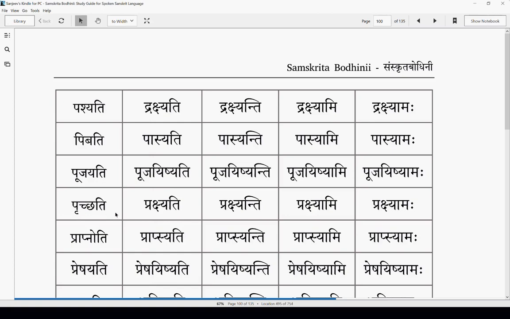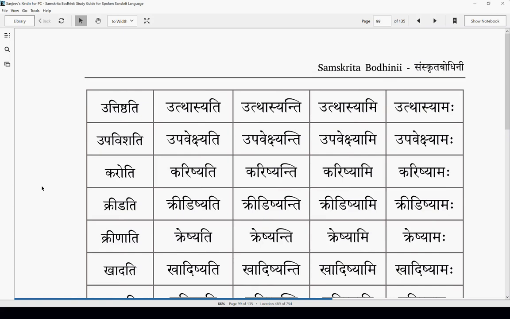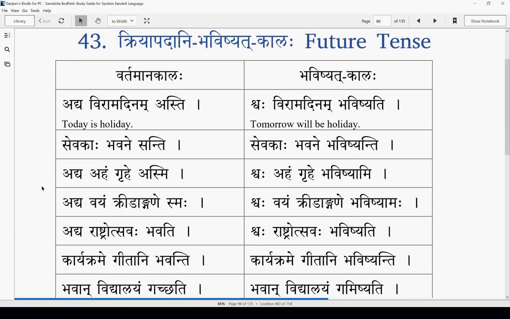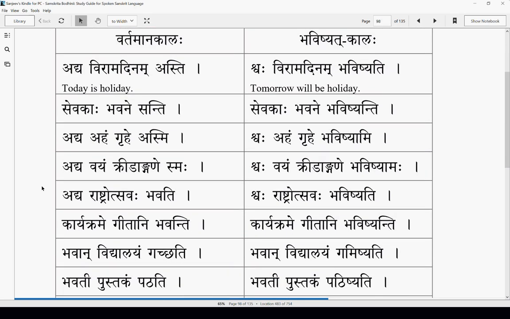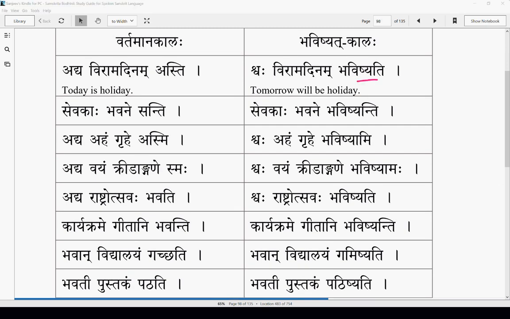Also note that Pruchchati means asking. So here also it becomes Prakshyati, Prakshyanti, Prakshyami, Prakshyamaha. Prapnomi becomes Prapsyati, Prapsyataha. Note one thing: what is the speciality? What do you notice in the Bhavishyat Kala forms of all these words? You see the Sya here, right? Sya. This is good to know. In every Bhavishyat Kala form, you see this Sya.